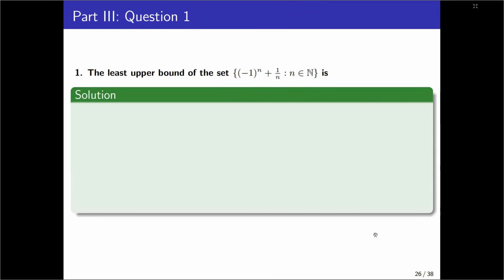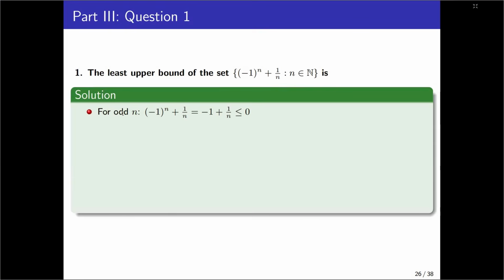Okay, the first question of part 3 is: fill in the blank. The least upper bound of the set of (-1)^n + 1/n, whenever n is an element of N, is blank. We know that for n odd and even natural numbers, we have different values for this expression.